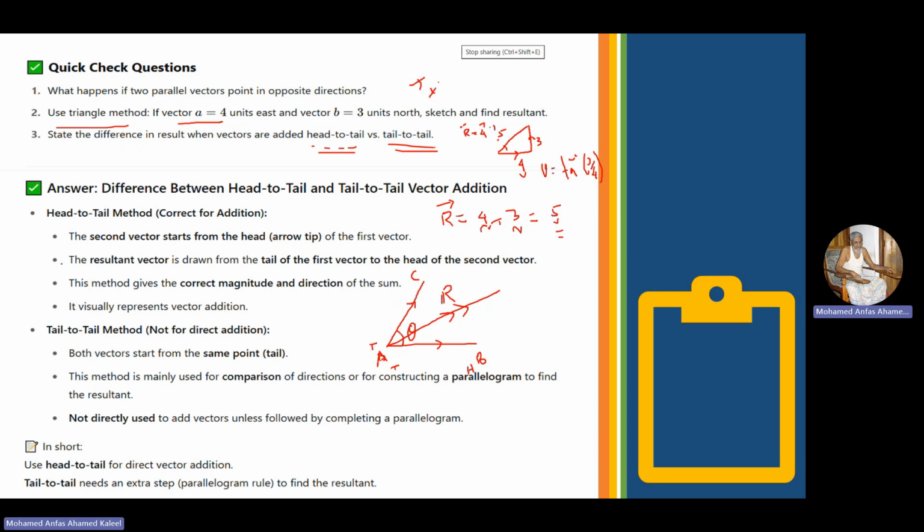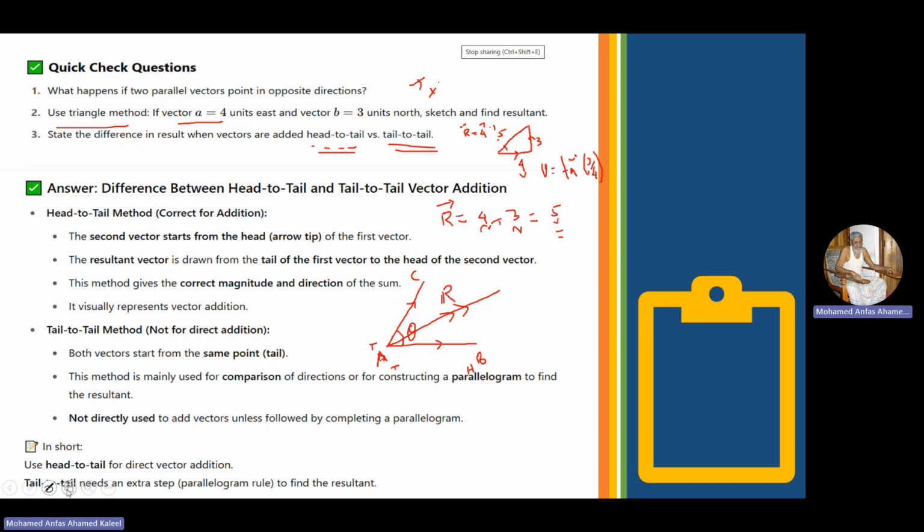So we will see the head to tail and the tail to tail vector addition. The head to tail method is the correct addition. The second vector starts from the head of the first vector, as I already described. The resultant vector is drawn from the tail of the first vector to the head of the second vector. This method gives the correct magnitude and direction of the sum. It visually represents vector addition.